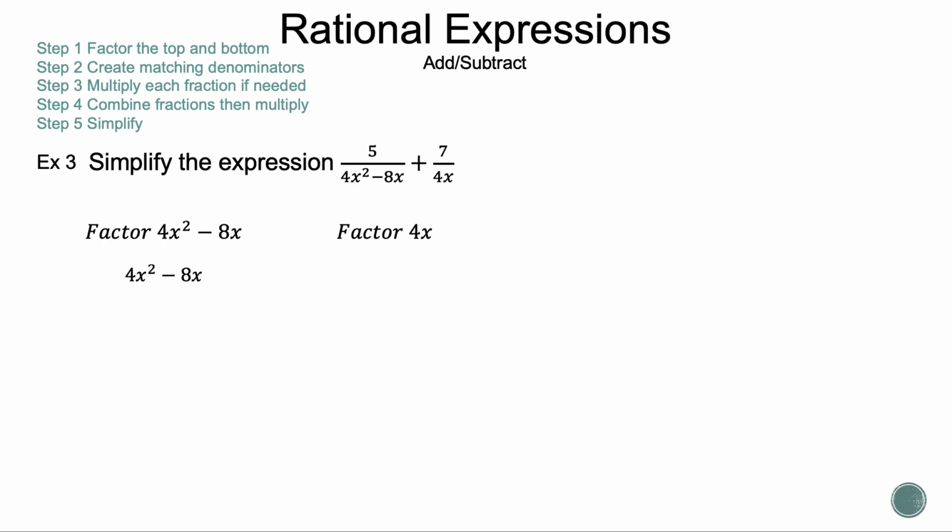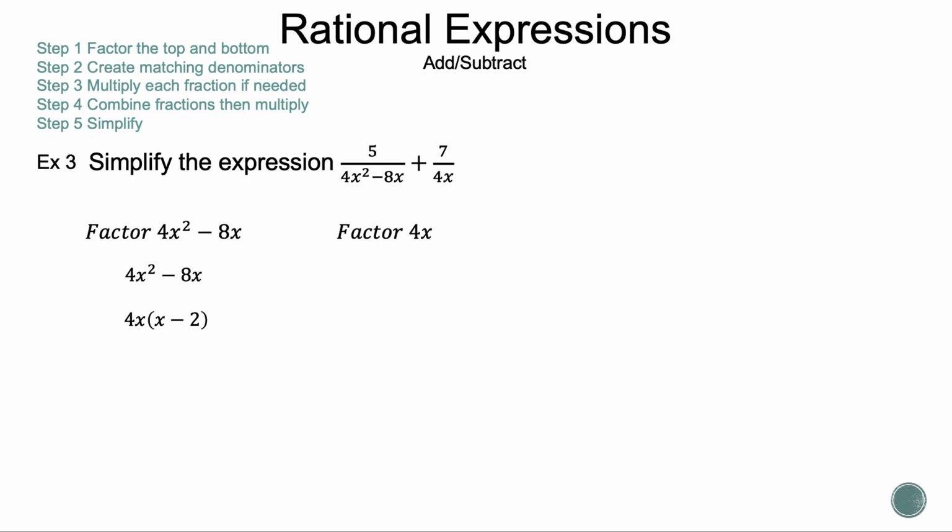Let's start with 4x squared minus 8x. How many different factors do you think we have with 4x squared minus 8x? That's correct, 3 factors, 4, x, and x minus 2. That is because we can factor a 4x from 4x squared minus 8x to make it into 4x times the quantity of x minus 2.